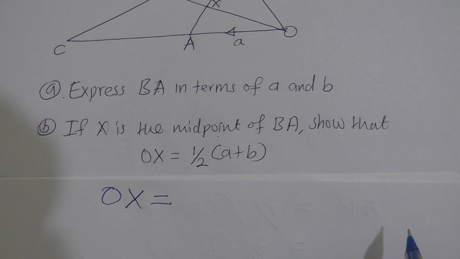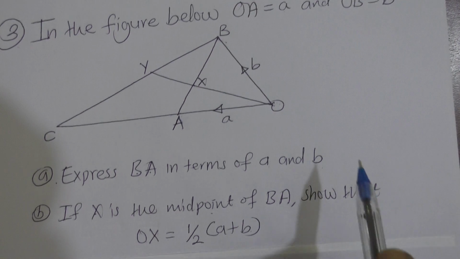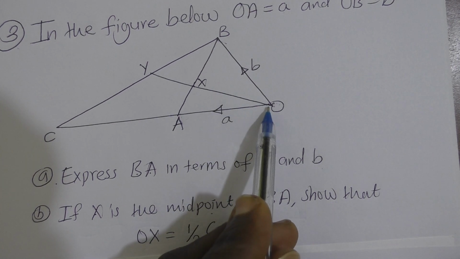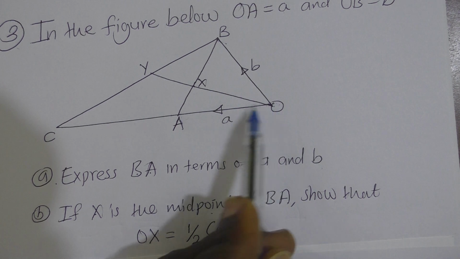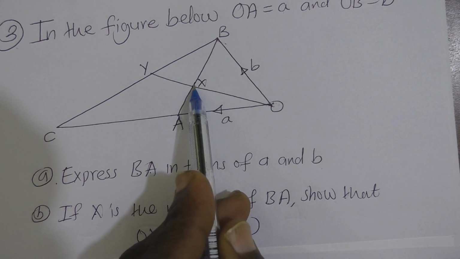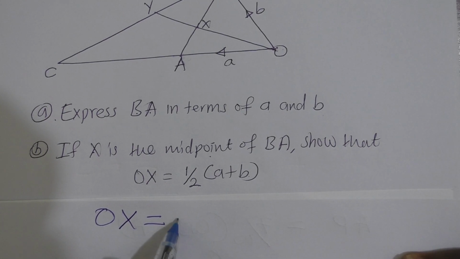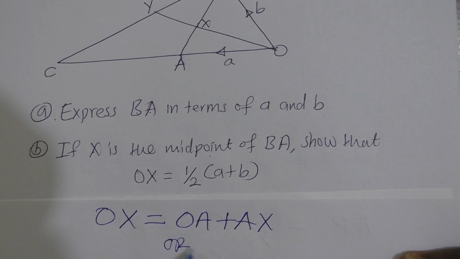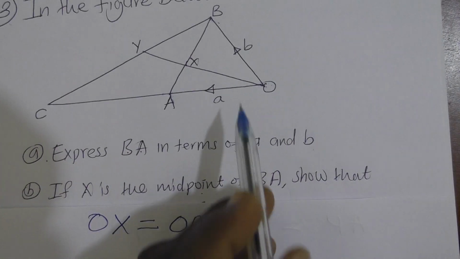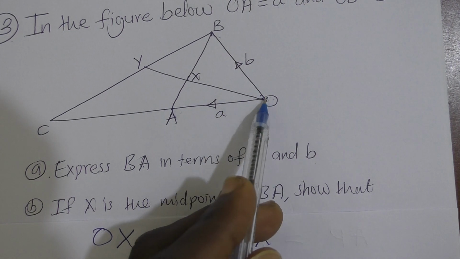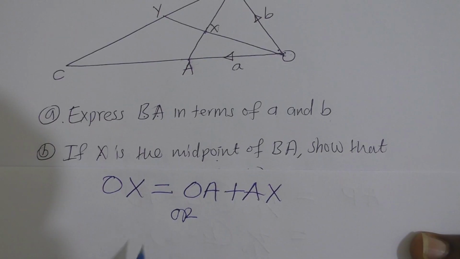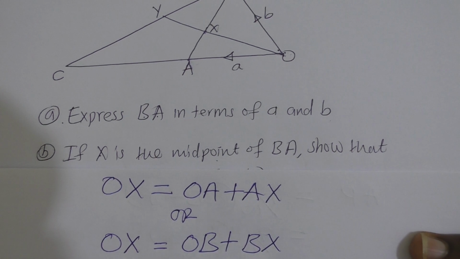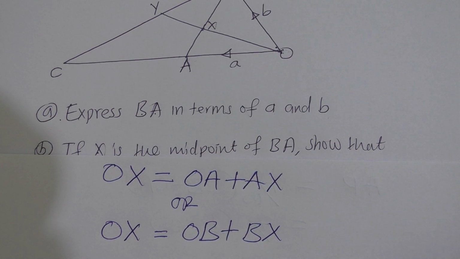OX is given by 2 routes. When you look at our diagram, this is point X. So, we can get OX when we move from O to A and then from A to X, and in that way OX will be OA plus AX. Or we can use another route, the other route of B, so that is OB plus BX. So that is OX equaling OB plus BX. That's another possible route. So it's upon us to choose.